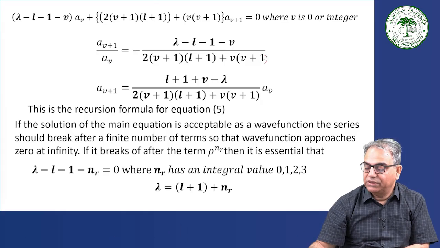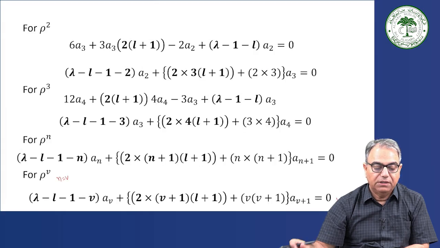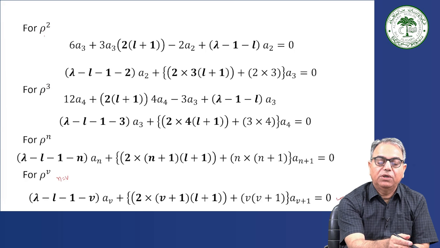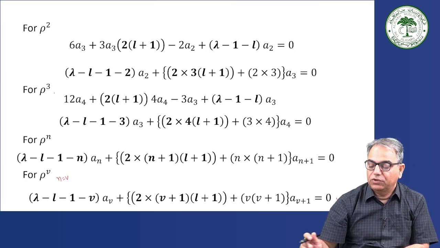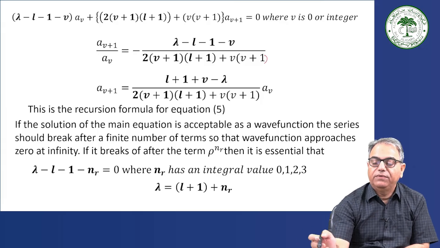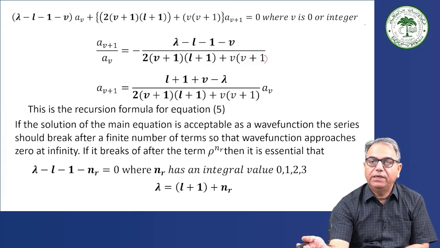Okay. So, this N or V is what? This N or V is the power to which rho is raised: rho to the power 0, rho to the power 1, rho to the power 2. So, this N or V could be either 0, 1, 2, 3, or any integer.